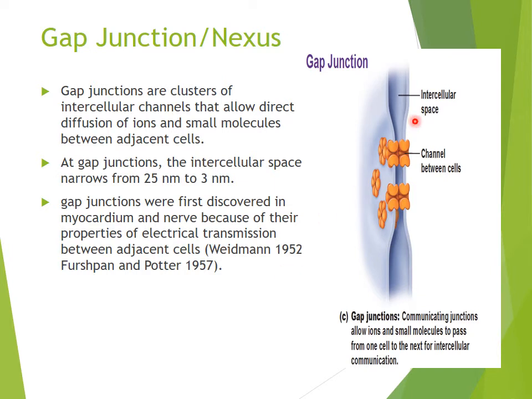So the gap junctions or the nexus are clusters of intercellular channels that allow the direct diffusion of ions and small molecules between the adjacent cells. Gap junctions were first discovered in the myocardium and the nerve because of their properties of electrical transmission between the adjacent cells. So as the name suggests, the ions and the molecules can be transmitted through these gap junctions.